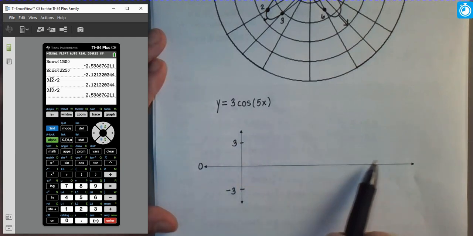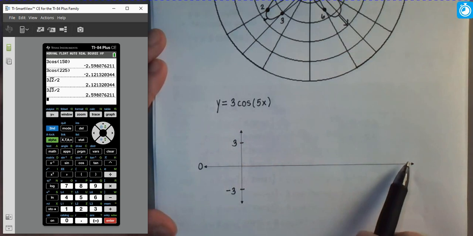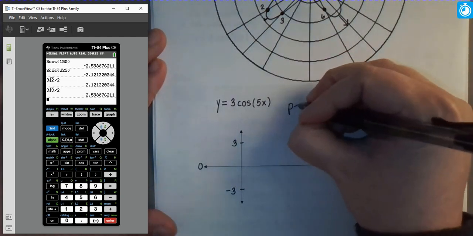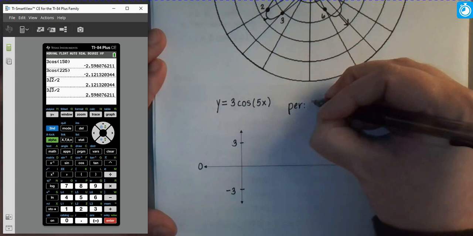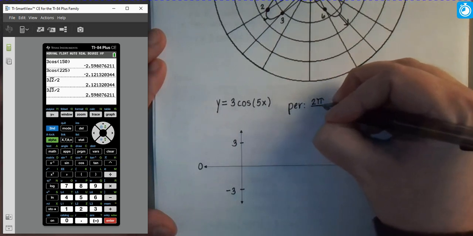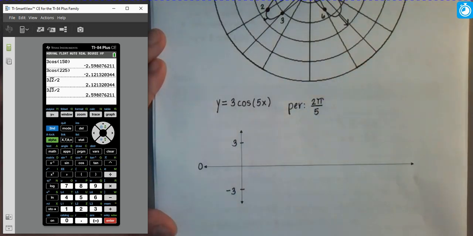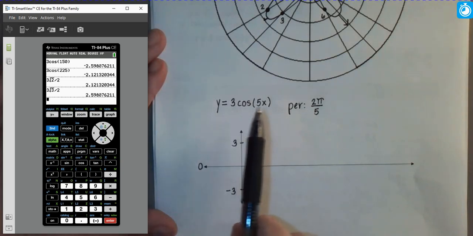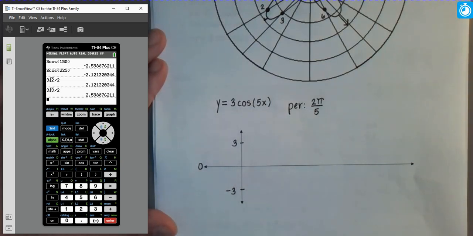And then we would label across our horizontal axis based on the period for our function. Our standard cosine period is 2 pi, and we always divide it by whatever the coefficient on x is. So 2 pi divided by 5, that's going to be our period. The other thing we did when we graphed this kind of function is set up an inequality to determine where each period starts and ends. The standard period starts at 0 and ends at 2 pi. In this case, the period will start at 0 and end at 2 pi over 5.